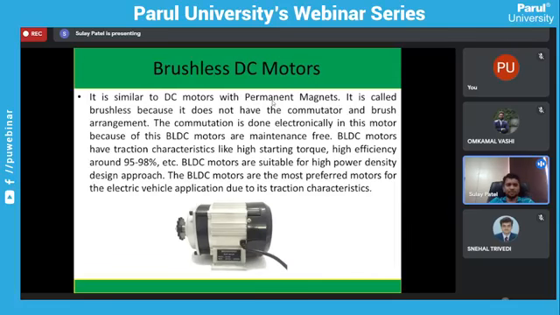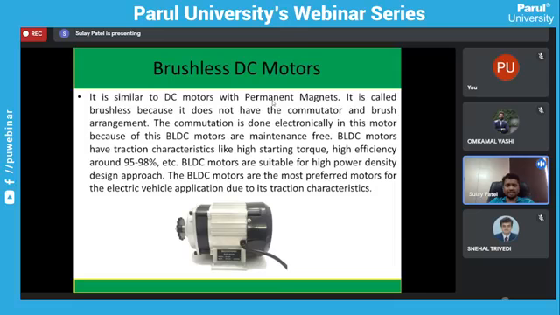This is a brushless DC motor. It is similar to the DC motor with permanent magnets. It is called brushless because it does not have a commutator and brush arrangement. So in this case, the disadvantage of the DC series motor is eliminated. The commutation is done electronically in this motor, because of which BLDC motors are maintenance free. This is the biggest advantage of this particular motor.